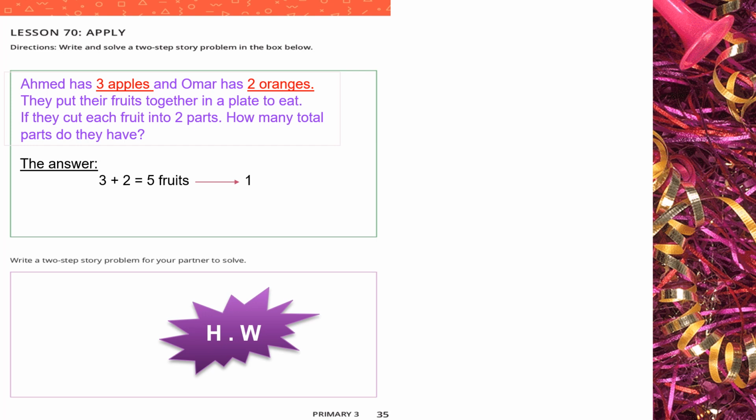If they cut each fruit into 2 parts, we have now 5 fruits. They cut the 5 fruits, each one into 2 parts. How many total parts do they have? Each one from these 5 will be 2 parts. So I will multiply 5 times 2 equals 10 parts. This is the step number 2. So I have here a story problem in 2 steps, okay?